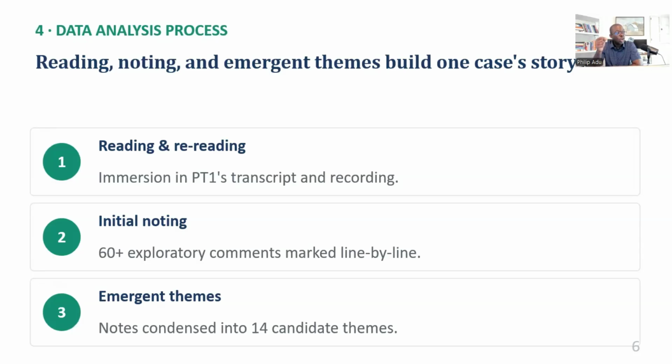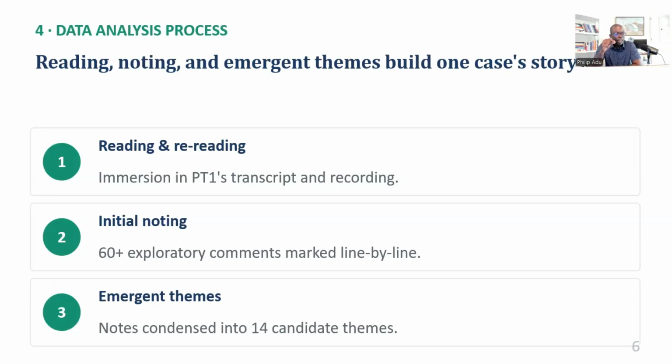So this is where you document the process. And when you describe this process, you also have to give the outcome. At the end, I got about 60 plus exploratory comments, right? And these comments can help you to move to the next stage, which is the emergent themes.